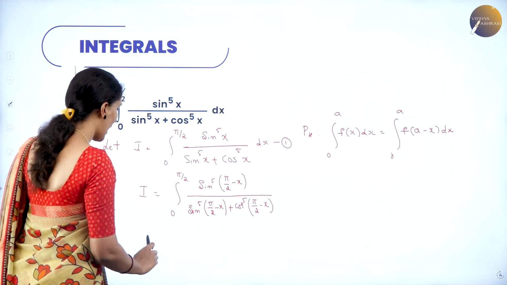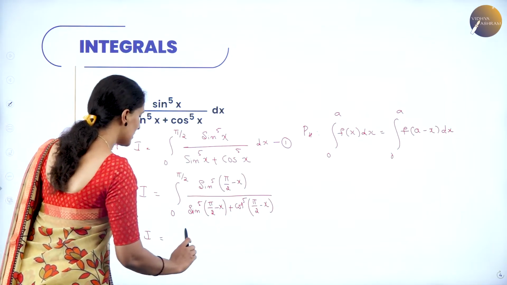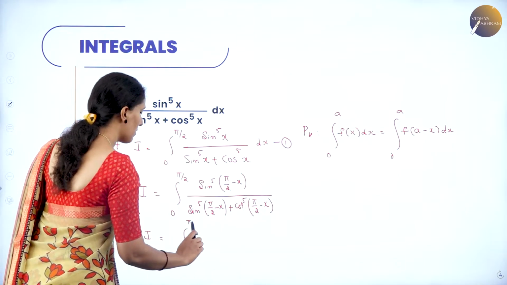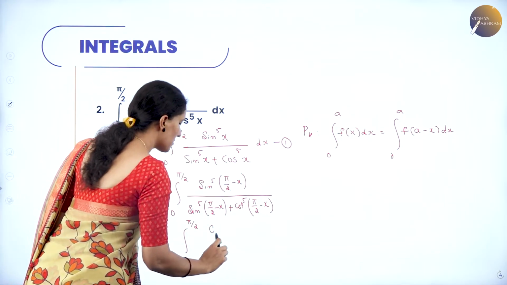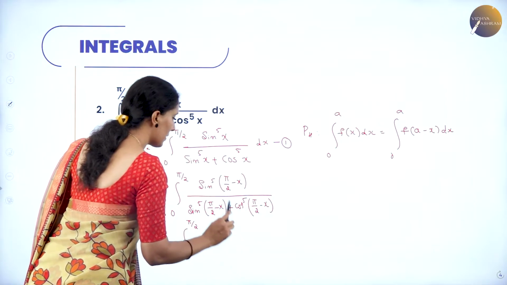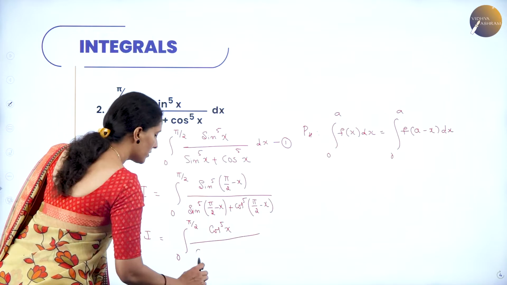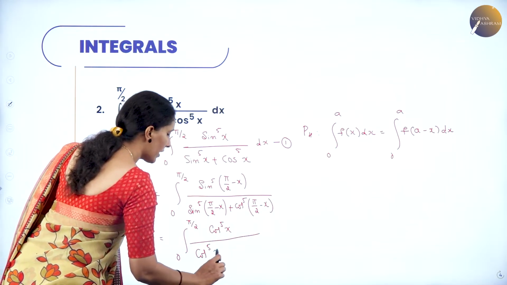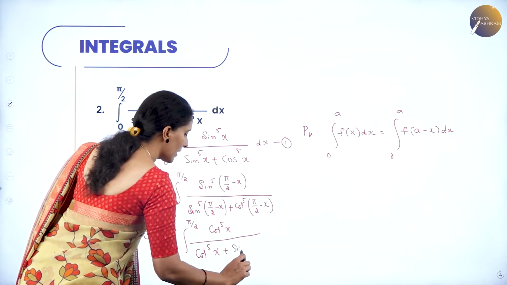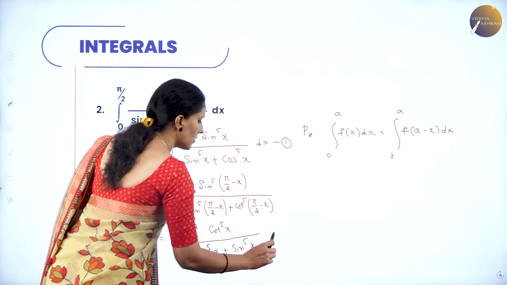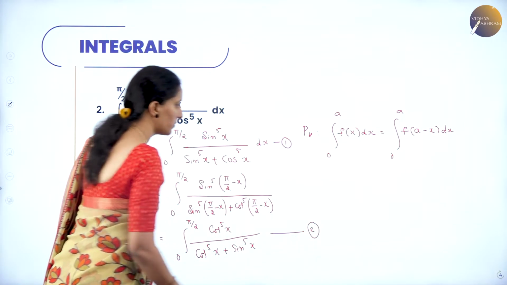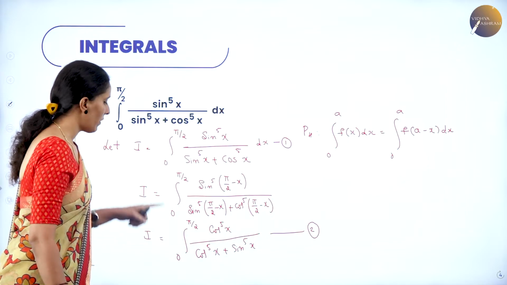So using the allied angle property, we can write this as 0 to pi by 2. Here it becomes cos power 5x, because sine of pi by 2 minus x is cos x. Similarly, in the denominator it becomes cos power 5x plus sine power 5x. So let me take this as equation 2. Add equation 1 and 2.